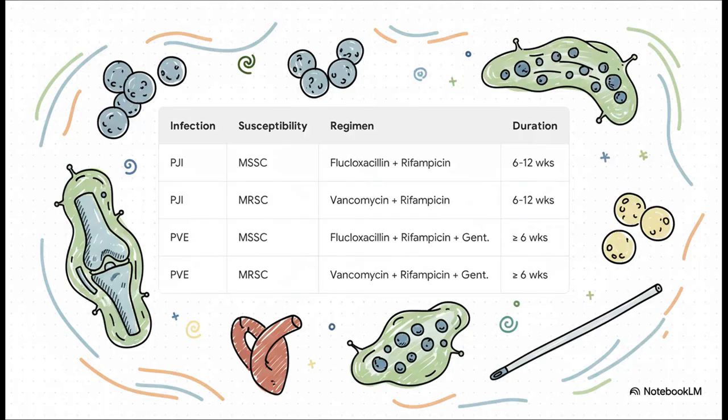And you can see that strategy playing out right here. For prosthetic joint and valve infections, the formula is clear. You have your backbone agent, flucloxacillin if it's susceptible, vancomycin if it's resistant, and you always add rifampicin to the mix to tackle that biofilm.